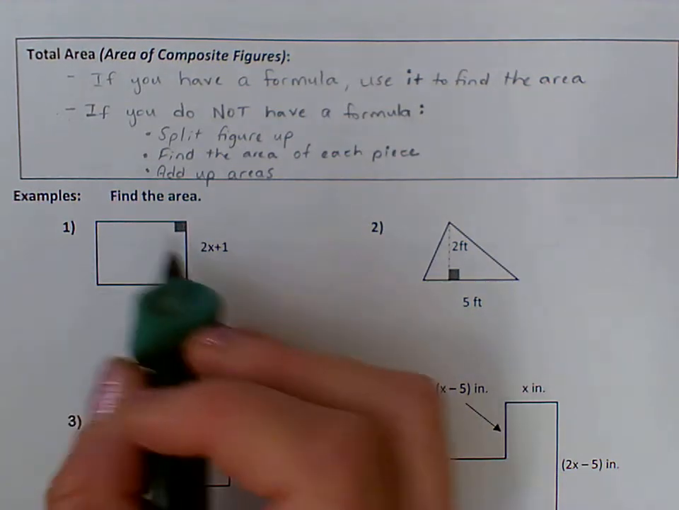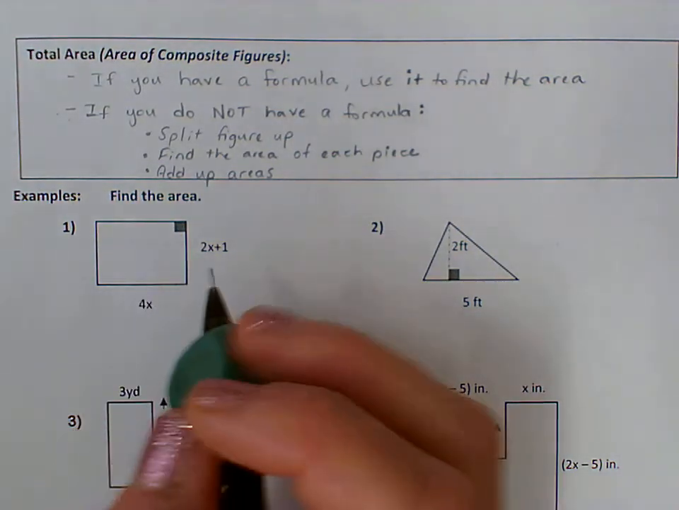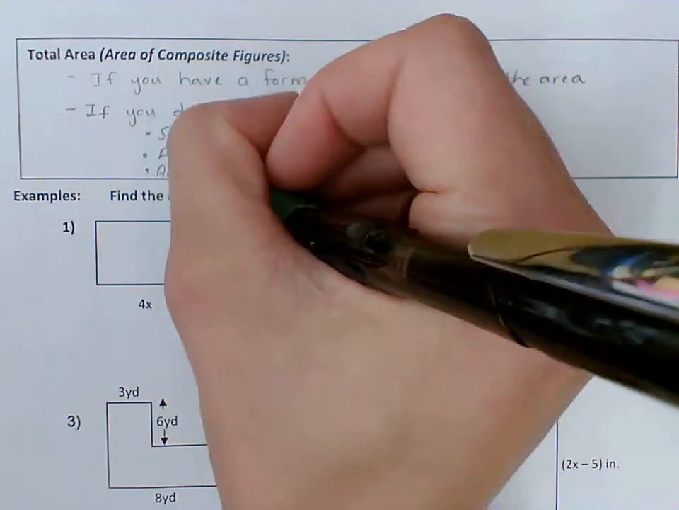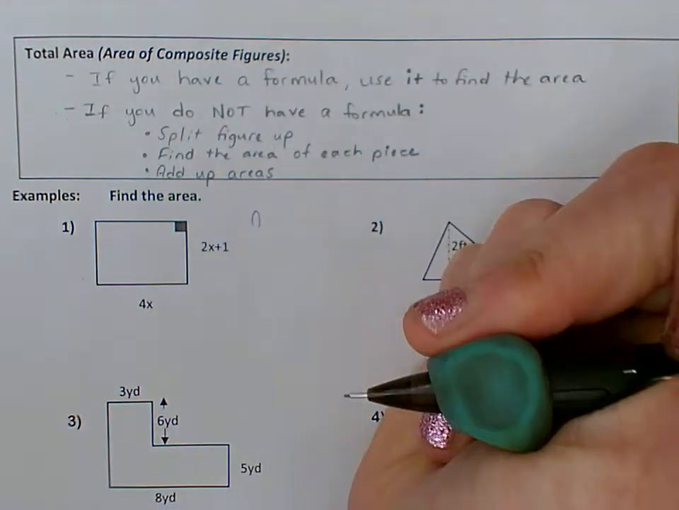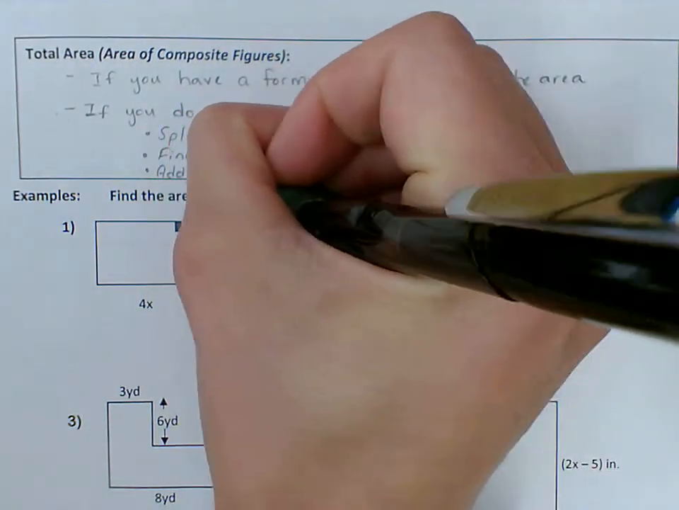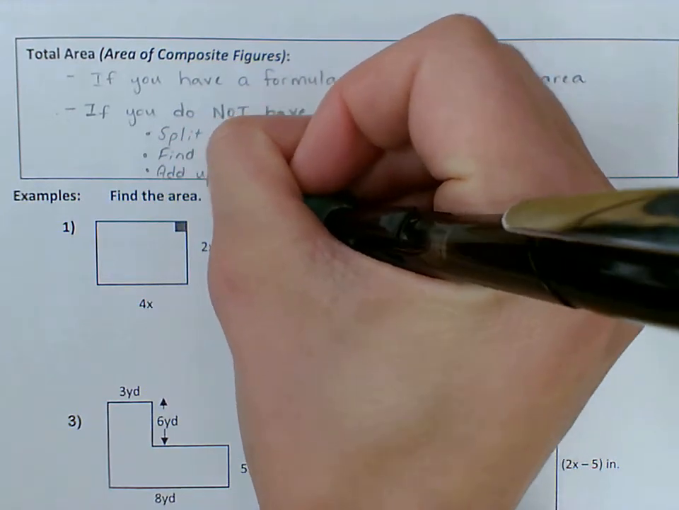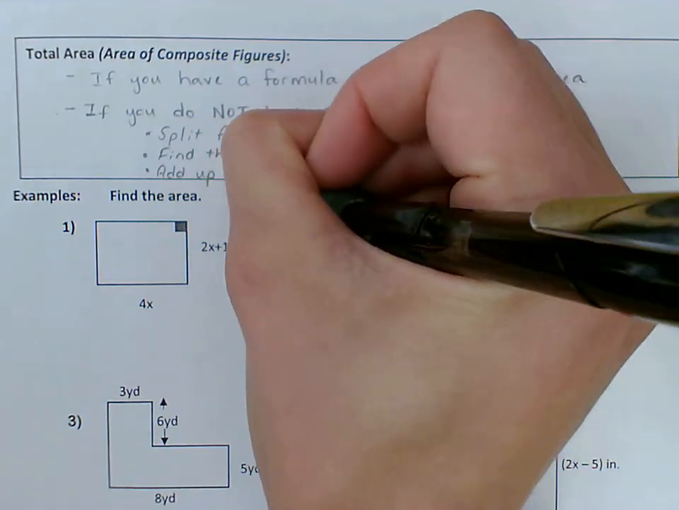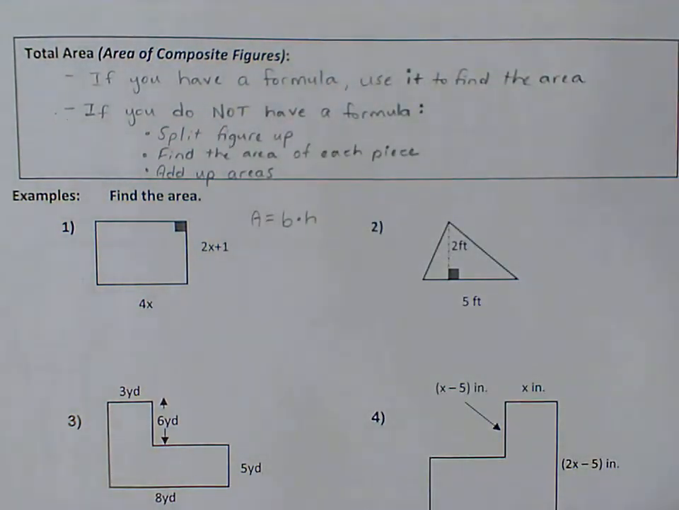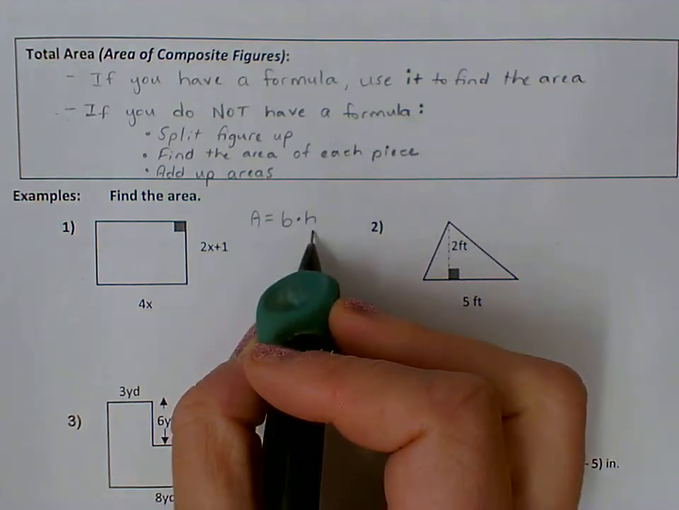We got a right angle in there. Okay, so it's a rectangle, and we have to find the area. Well, we have an area formula for a rectangle. Okay, we know by now that the area formula for a rectangle is base times height. So all I have to do is find the base and the height and plug it in and find the area.